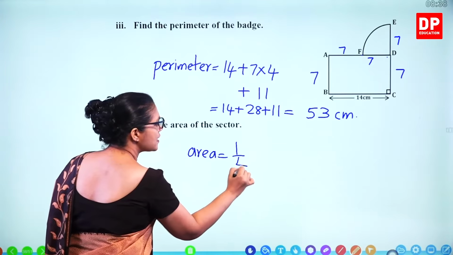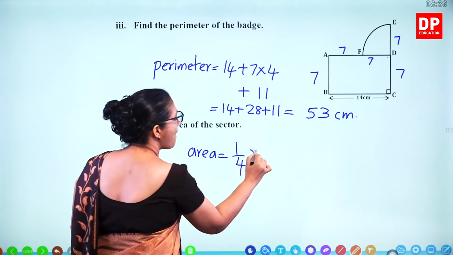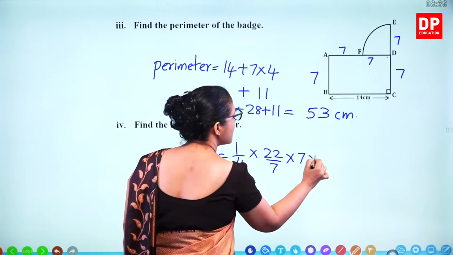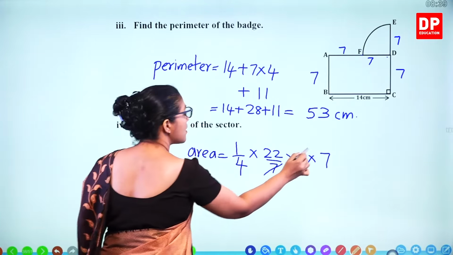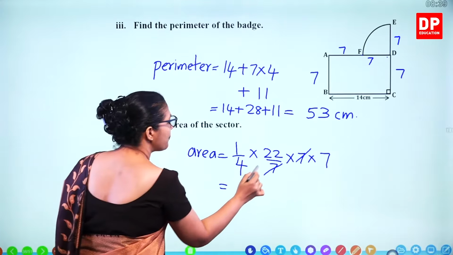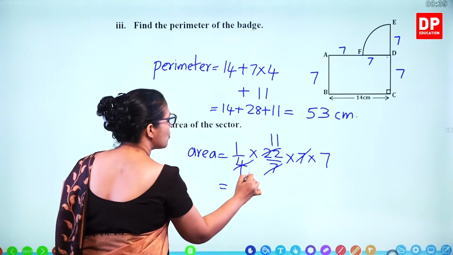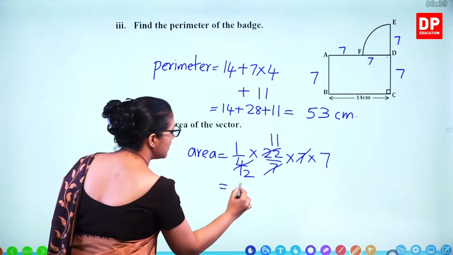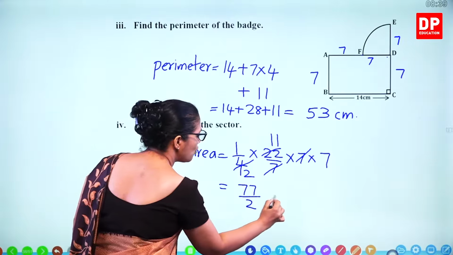This is a quarter of a circle. 1/4 pi 22 over 7 r squared. 7 times 7. So 7, 7 get cancelled out. 2 times 11, 2 times 2. So 11 times 7. That's 77 divided by 2.